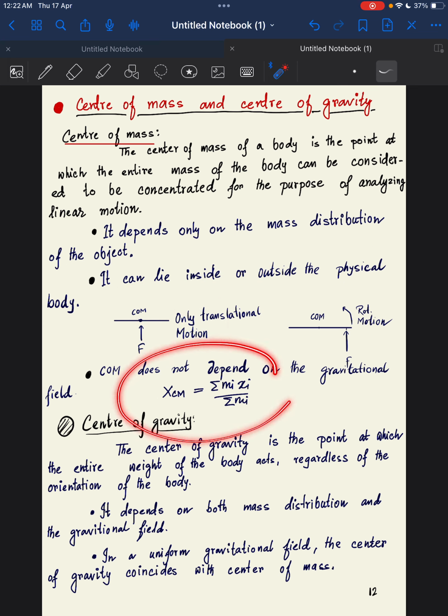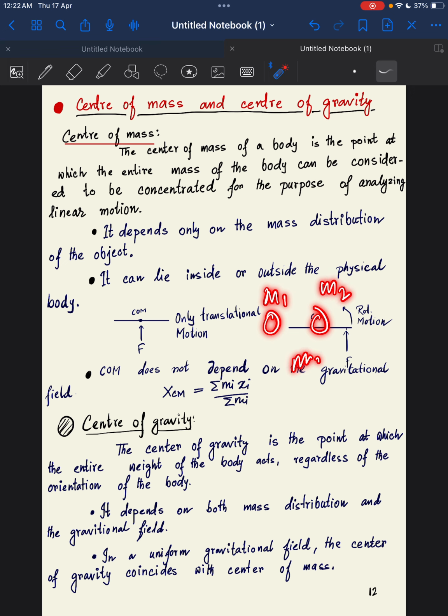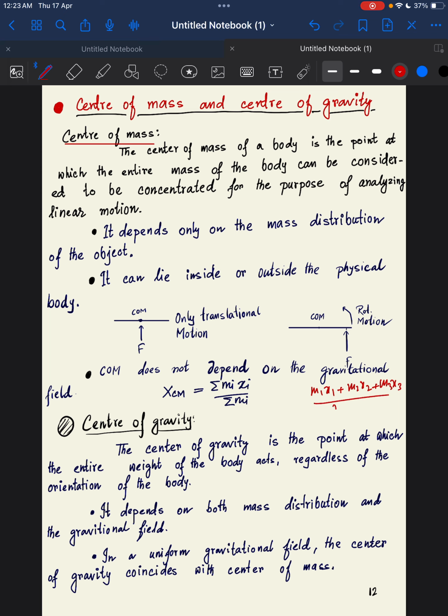So mathematically it is summation over mi xi divided by summation over mi. Let's say there are three bodies, m1, m2 and m3, and from the origin this is x1, this is x2 and this is x3. Then we can find the center of mass as m1 x1 plus m2 x2 plus m3 x3 divided by m1 plus m2 plus m3. So this we can rewrite as summation over mi xi divided by summation over mi. So if you closely look, center of mass does not depend on gravity.